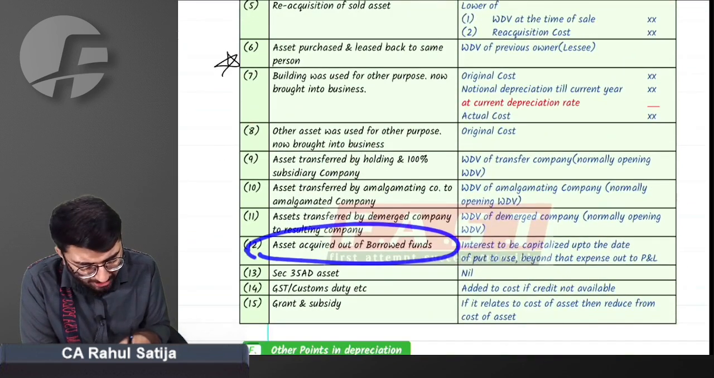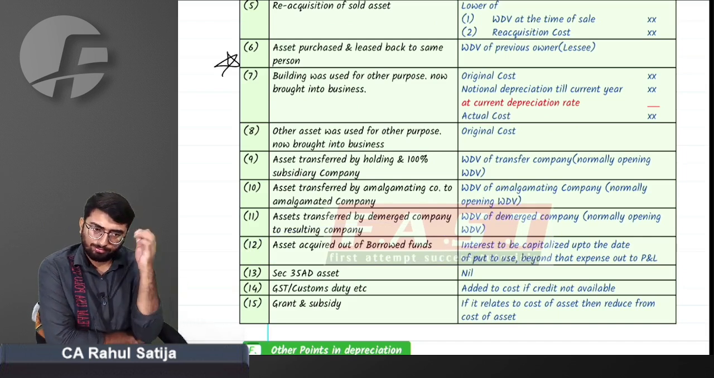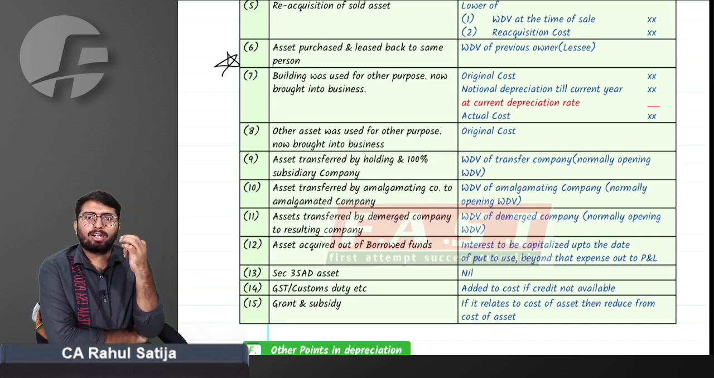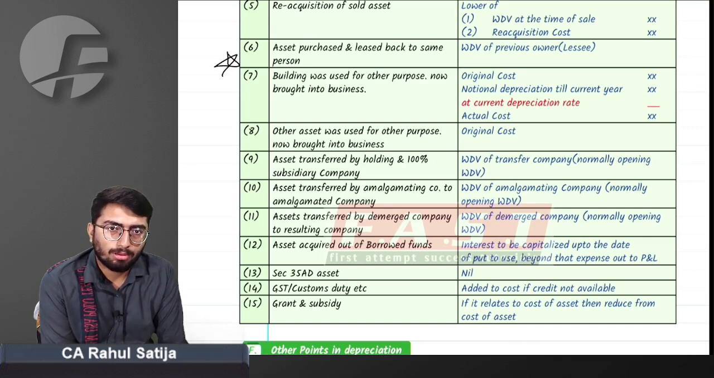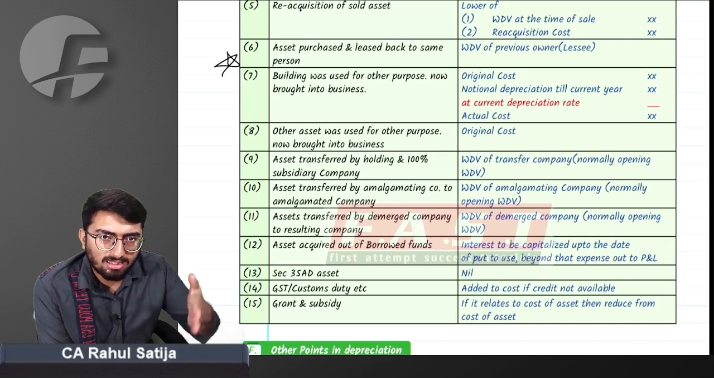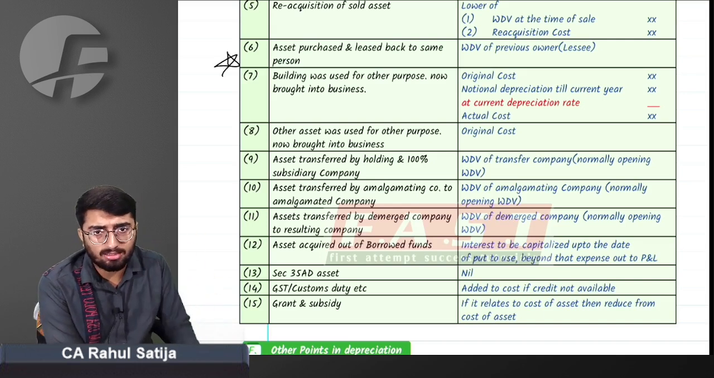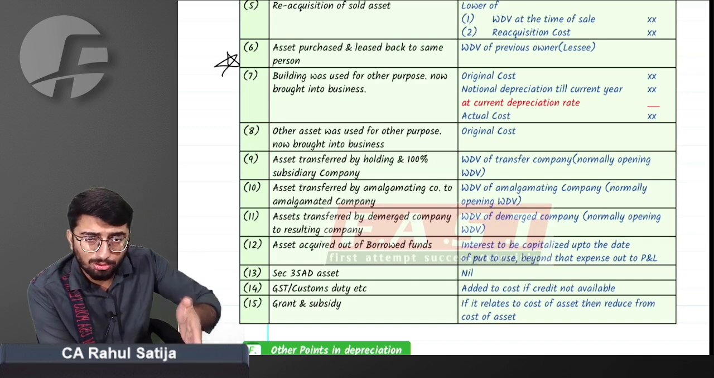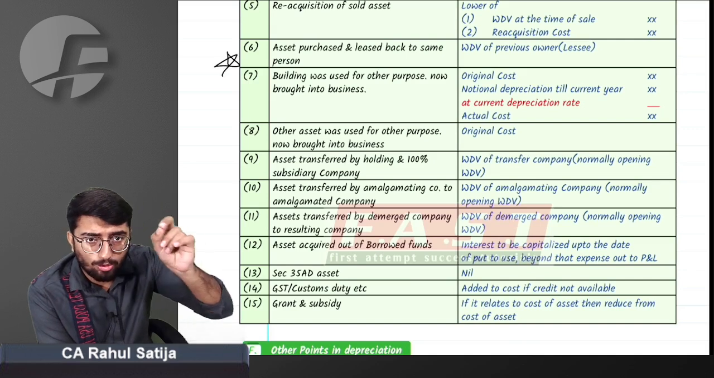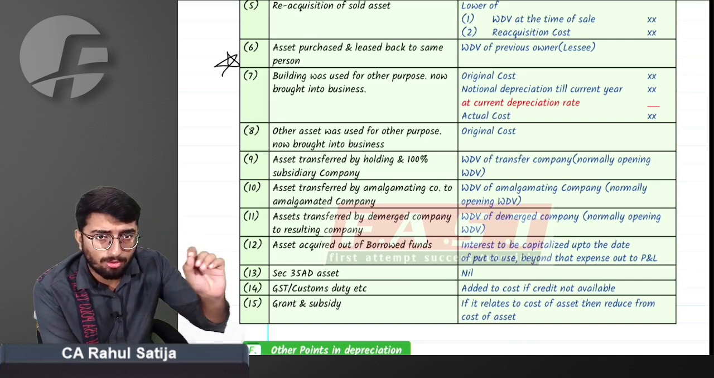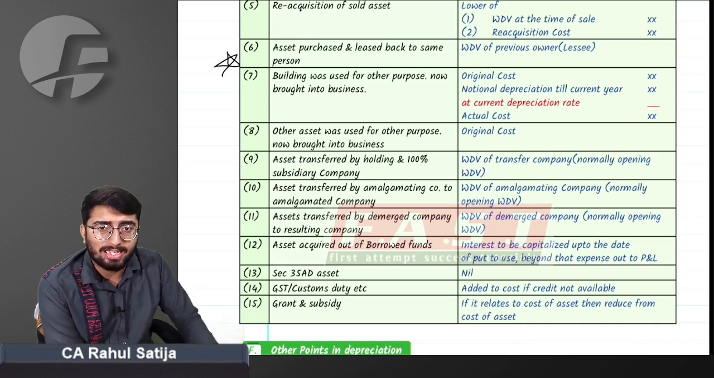Sir, what if an asset is acquired out of borrowed fund? If an asset is acquired by borrowed fund, till the date the asset is put to use, any interest paid on such borrowed funds will be added to the cost of the asset, and the rest of the amount will be charged to P&L, and it will be allowed as deduction under section 36.